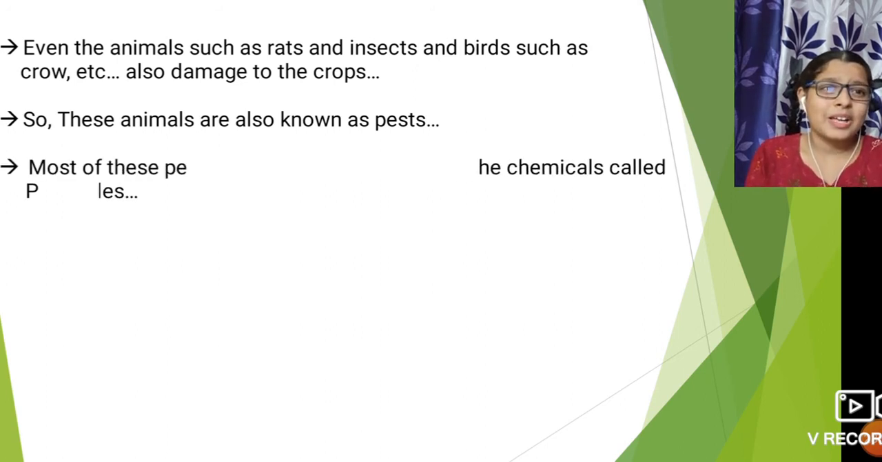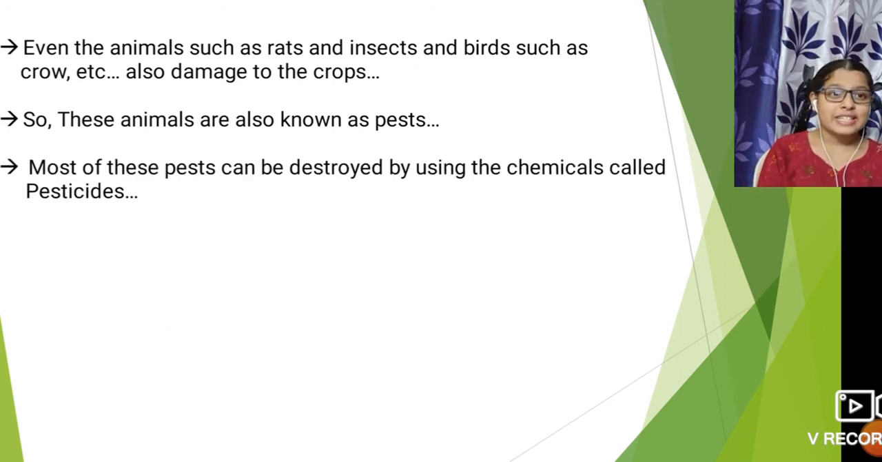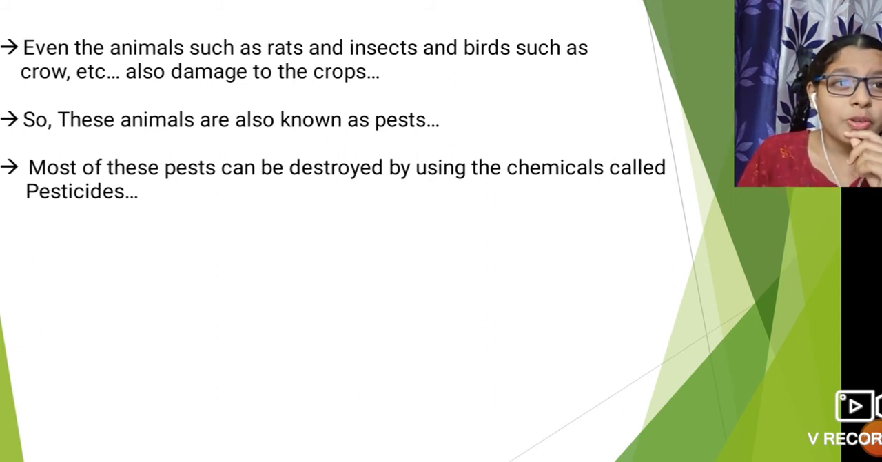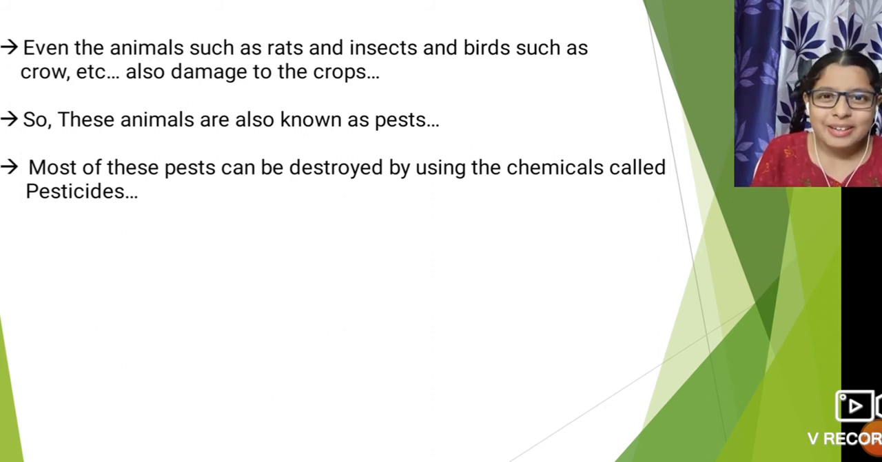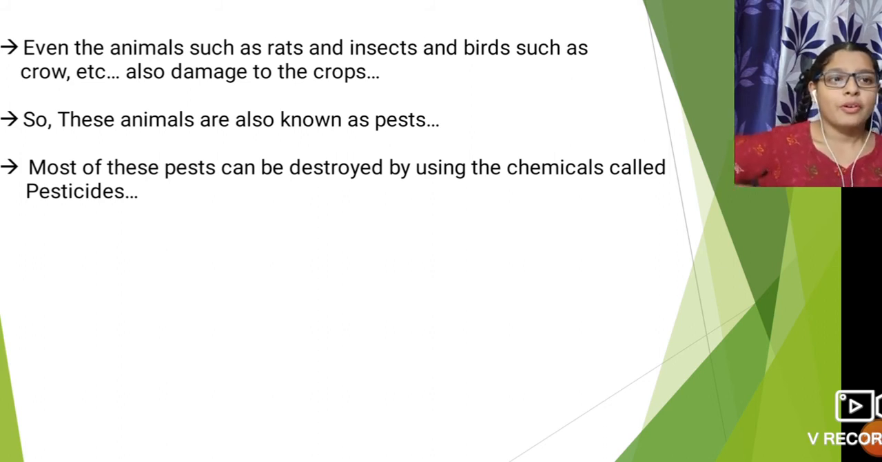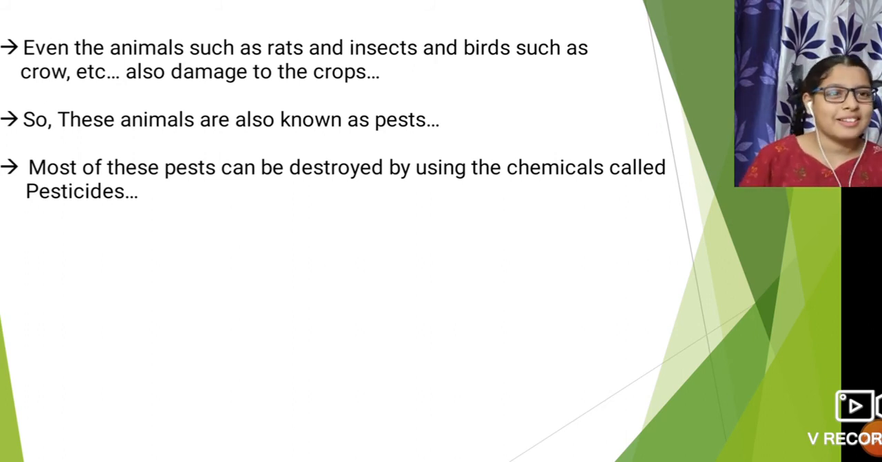Okay, so most of these pests can be destroyed. How can they be destroyed? I will read. Most of these pests can be destroyed by using the chemicals called pesticides.